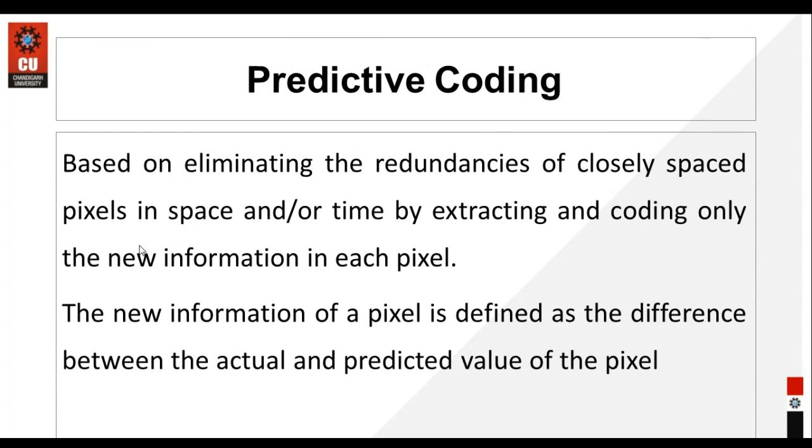Predictive coding is basically based on eliminating the redundancies of closely spaced pixels, either in space, in images, or in time, that is, video sequences. How is it done? By extracting and coding only the new information in each pixel. This is very important. I have given you an example previously as well. This new information is defined as the difference between the actual value and the predicted value of the pixel. So I'll give the same example once again.